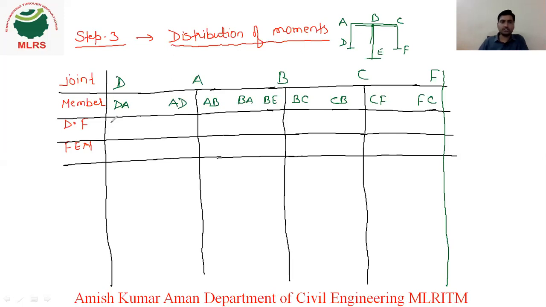Now coming to the distribution factor. What are the distribution factors? For DA, it will be simply 0. Okay.